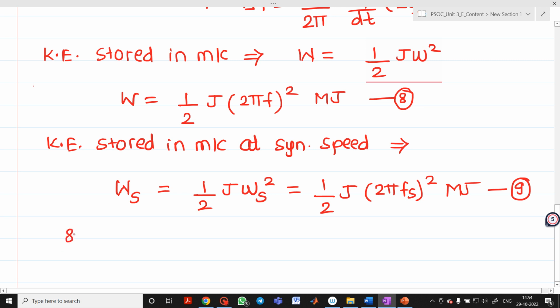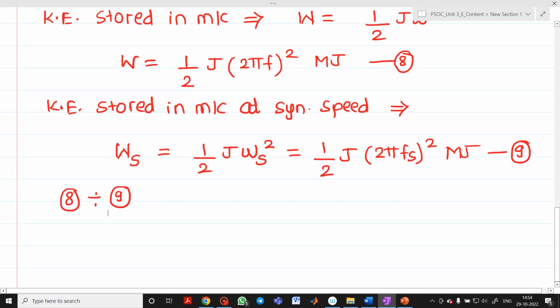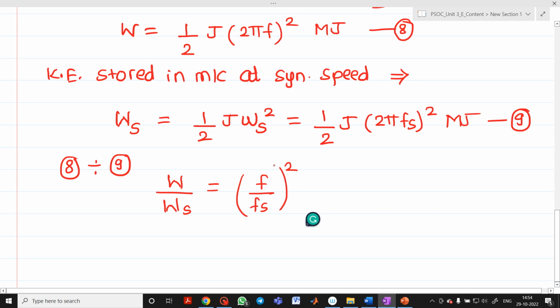Now what will I do? I will divide equation number 8 by equation number 9. So I will get one expression. Divide equation number 8 by equation number 9. So W upon W_s will be equal to, if I divide the right hand side, half J will cancel, 2π square will cancel. So we will get (f upon f_s) total bracket square. So from this expression I can write W will be equal to W_s into (f upon f_s) bracket square.